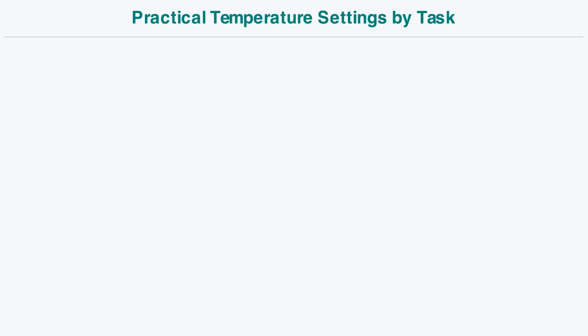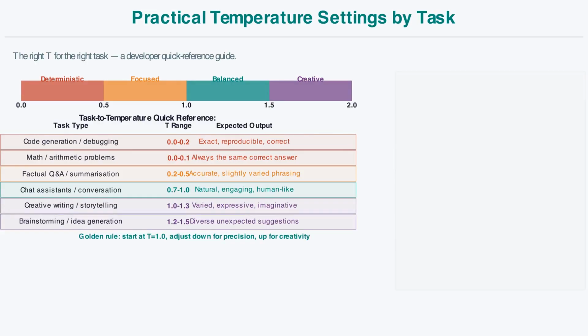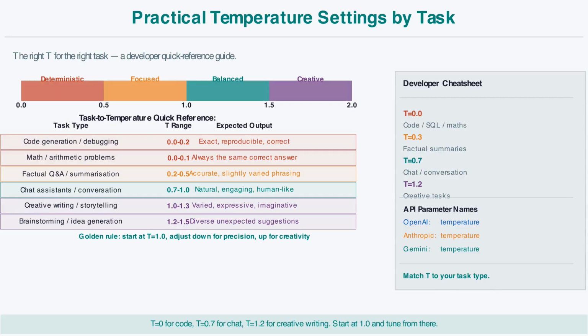Let me give you a practical quick reference guide for temperature by task type. For code generation and debugging, use T between 0 and 0.2. You want the same correct answer every run. Creativity is actively harmful here. For arithmetic and maths problems, use T of 0 to 0.1. There is only one correct answer and you want it every time.